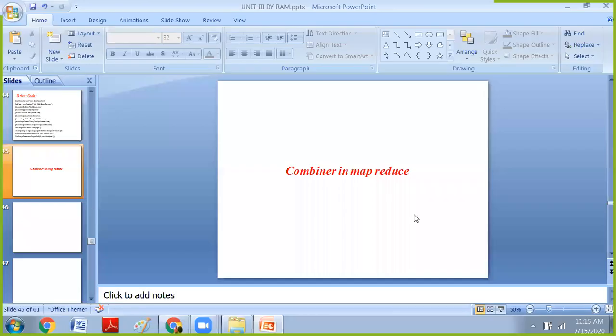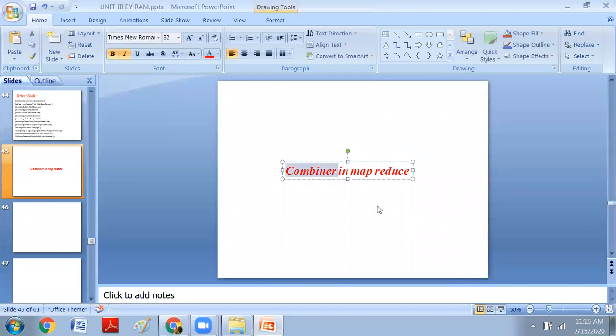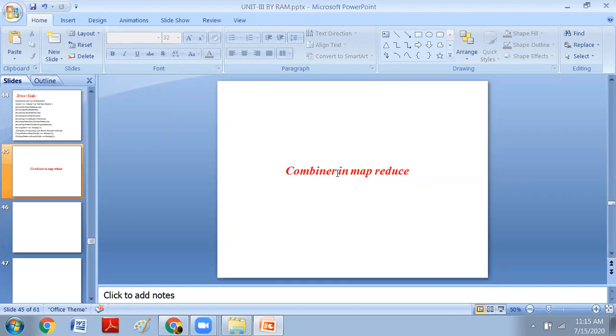Okay, today we have to see a small topic, that is the combiner in MapReduce. What is the role of this combiner in the MapReduce program? Previously we have seen three classes: the mapper class, the reducer class, as well as the driver class, which are the main classes.